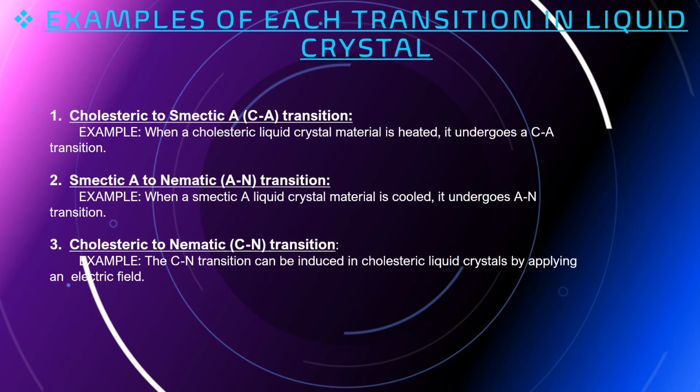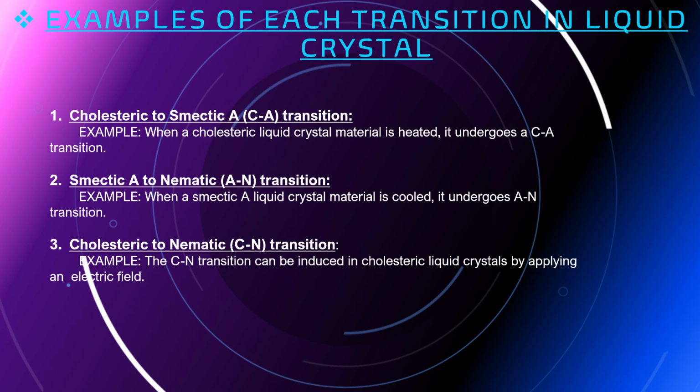Examples of each transition in liquid crystals. The first one is cholesteric to smectic A, that is the CA transition. For example, when a cholesteric liquid crystal material is heated, it undergoes a CA transition. Example: when a liquid crystal thermometer changes color as the temperature increases, the twisting layers of the cholesteric phase unravel and the material transitions into the ordered layered structure of the smectic A phase.